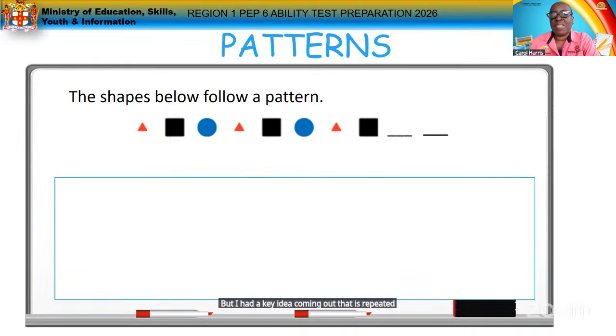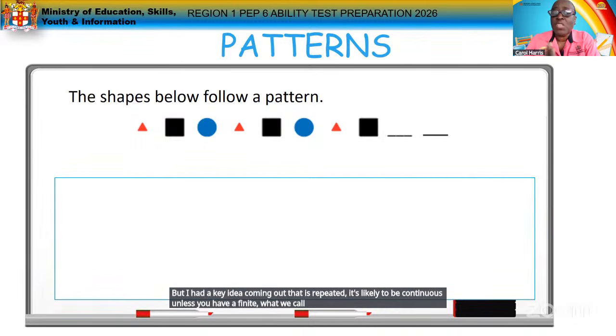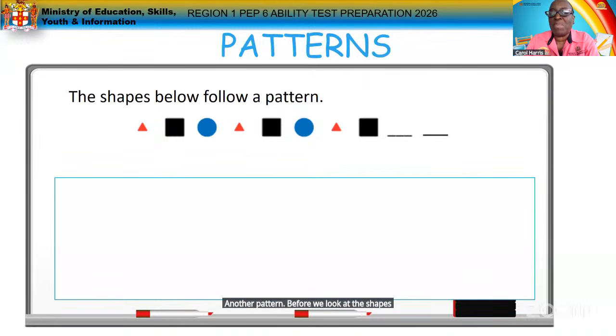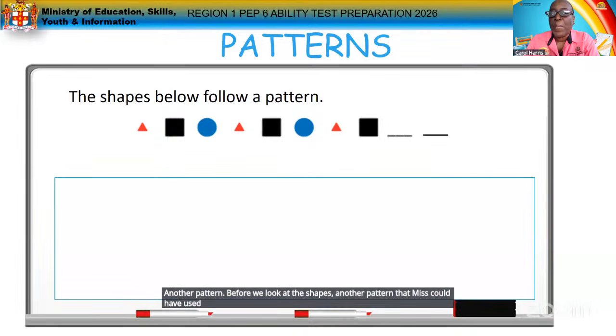It's likely to be continuous unless you have what we call a finite sequence. So good. Thank you for that feedback. Now I wanted to quickly type in the chat another pattern that Miss could have used. Before we look at the shapes, another pattern that Miss could have used for her, using B for boy and G for girl.